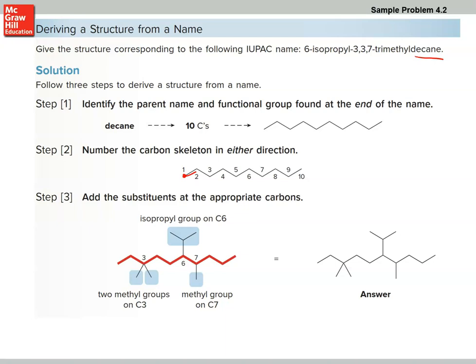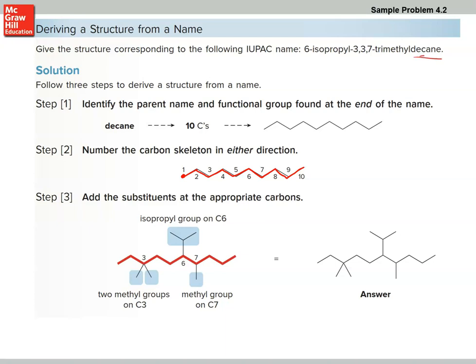So for me, what I'll do is I'll start with the 1. I'll draw a little circle to start 1. And then I'll go to 2, 3, 4, 5, 6, 7, 8, 9, and 10, and then that will be my end group.